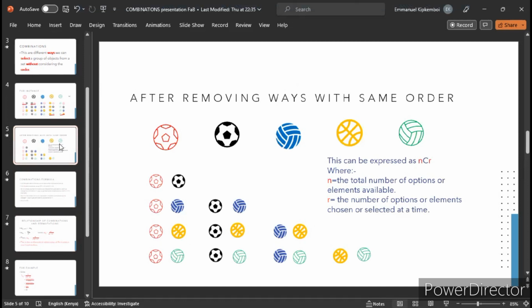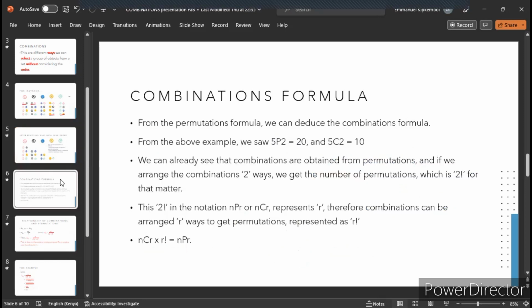In permutations, you have said the order does not matter, where in combination, order matters a lot. So you have interchanged. In permutations, the order matters, while in combinations, the order does not matter. So we have a relationship between permutation and combination. Who can take us through this slide?